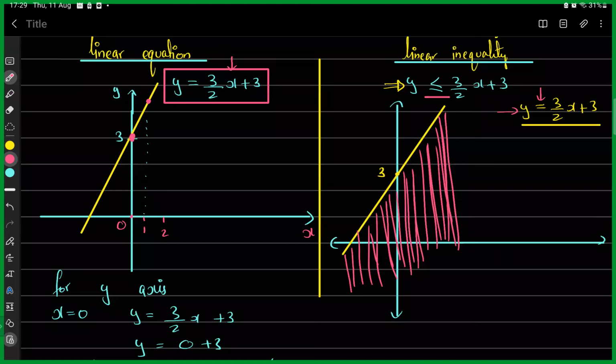Next, I was asked to shade the region for y is less than or equal to 3 by 2x plus 3. So if the yellow line is for y is equal to, then when you have y is less than or equal to, it would certainly be everything that is coming under the line, right? Are you guys getting this idea?